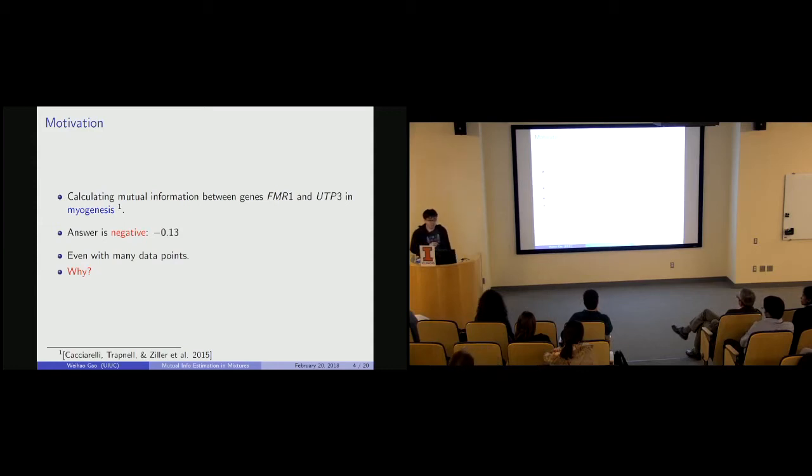But when we do the mutual information estimation for some biology problem, we found that sometimes we get a negative answer between pairs of genes. If you know some information theory, you know mutual information is always non-negative, no matter what. So what's the problem? Some may say it's because you don't have enough data points, so it should come from estimation error. But even with many data points, the answer is not converging to some positive quantity. It's converging to some negative quantity. So why is that? This is kind of mysterious.